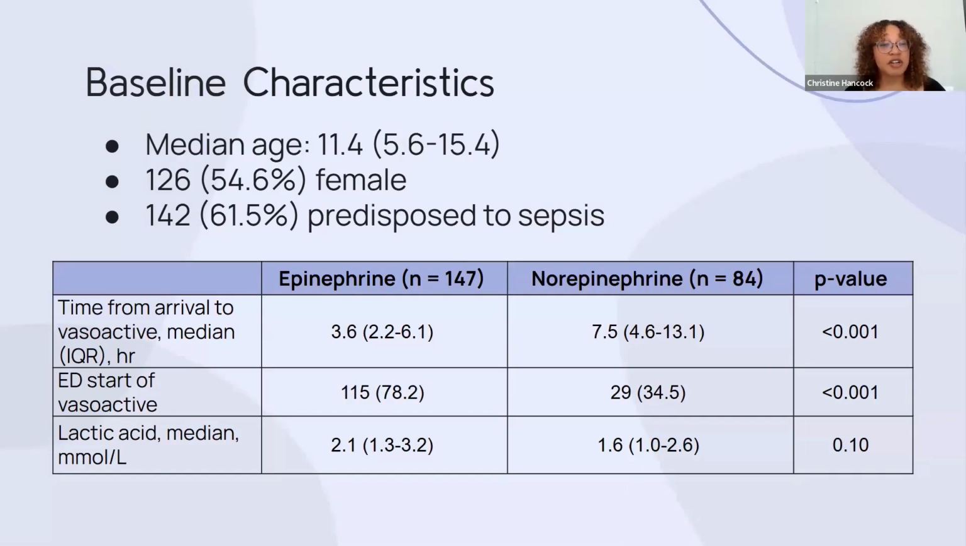In terms of ED start of vasoactive, meaning that the vasoactive was started while the patient was in the ED, there was more in the epinephrine compared to the norepinephrine group, meaning that there was more epinephrine started in the ED compared to other locations in the hospital as well as the ICU. And this was a statistically significant difference. And then lastly, this wasn't statistically significantly different, but in terms of the lactic acid, that was slightly higher in the epinephrine group at 2.1 compared to the norepinephrine group.